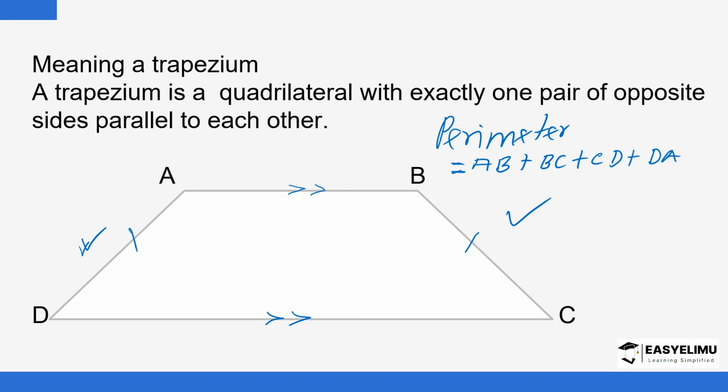The rule is that for us to call it a trapezium, one, it has to be a quadrilateral, a four-sided figure. Two, it has to have exactly one pair of opposite sides which are parallel to each other. So that is what you can see: AB is parallel to DC.